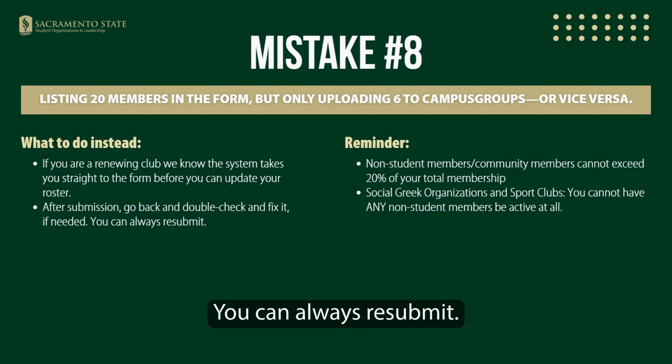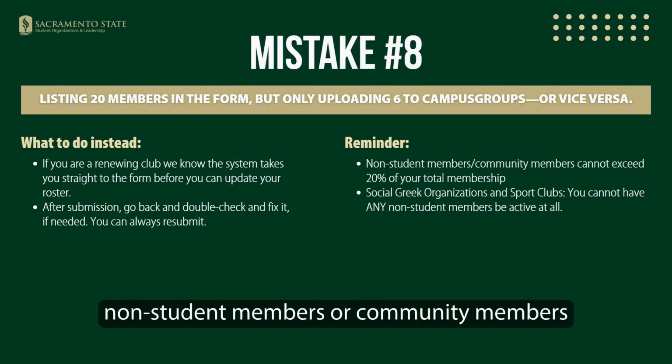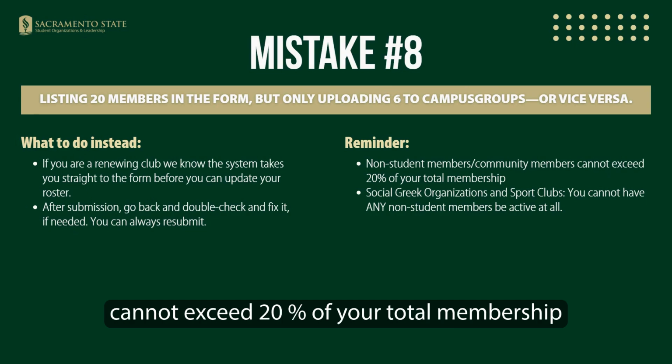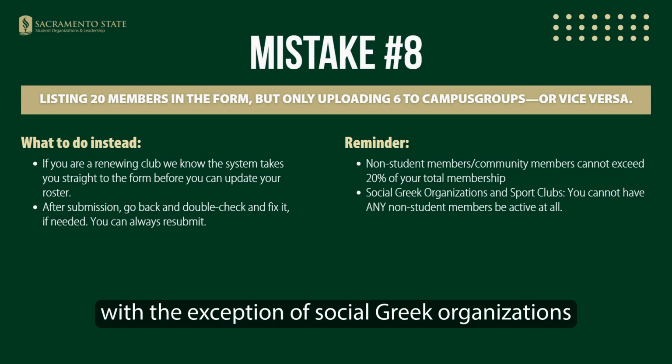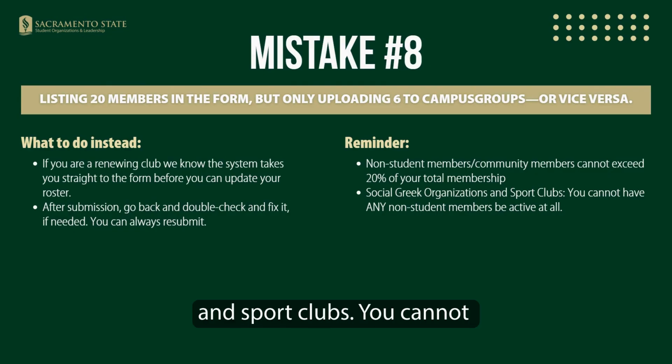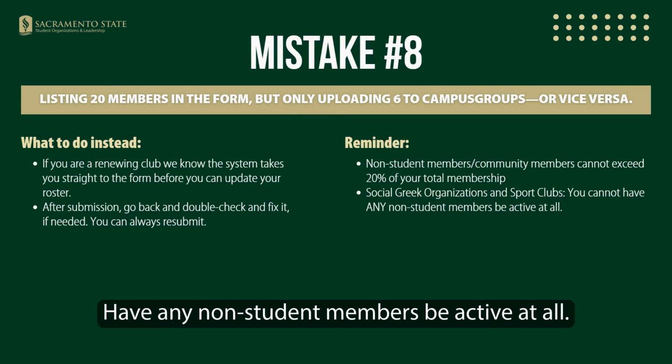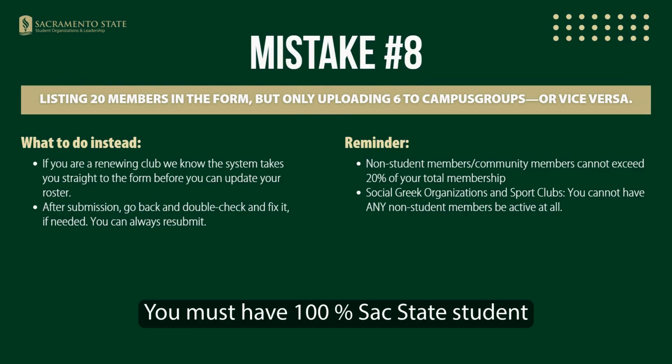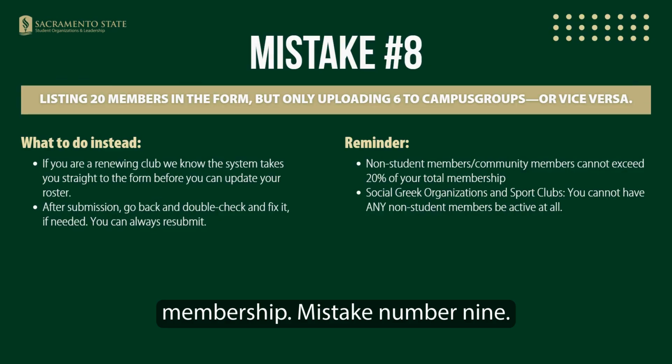You can always resubmit. Reminder: non-student members or community members cannot exceed 20% of your total membership, with the exception of social Greek organizations and sport clubs. You cannot have any non-student members be active at all. You must have 100% Sac State student membership.